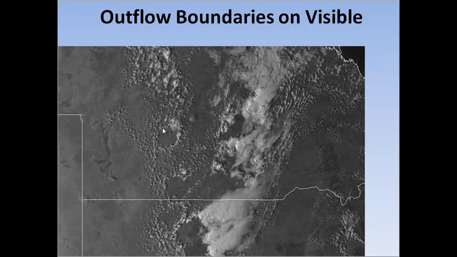And this is basically just a little bubble of cooler air left over by the thunderstorm that collapsed, and that's why it doesn't have any clouds in the center. So the outflow boundary is out here just on the periphery, and you can see probably new convective development trying to take place here on the western side of this outflow boundary.